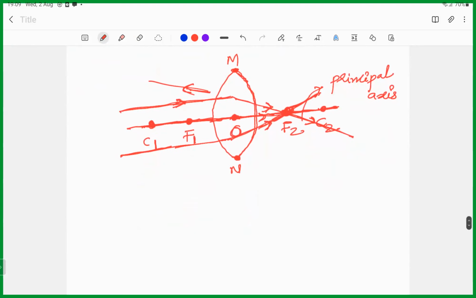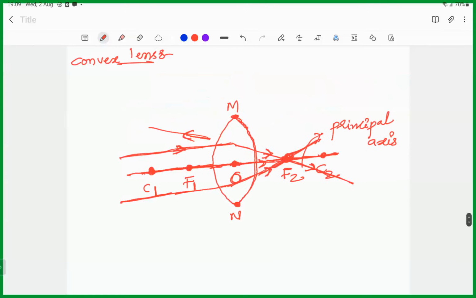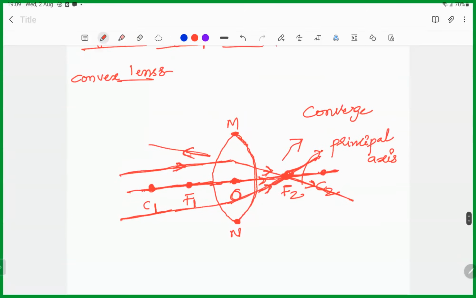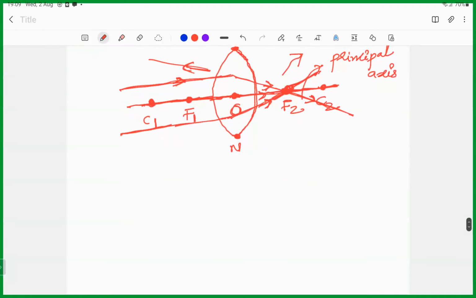In the case of a convex lens, the converging will happen. All the rays will converge at the focal point. In the case of a concave lens, they diverge, as if they are diverging from a point.